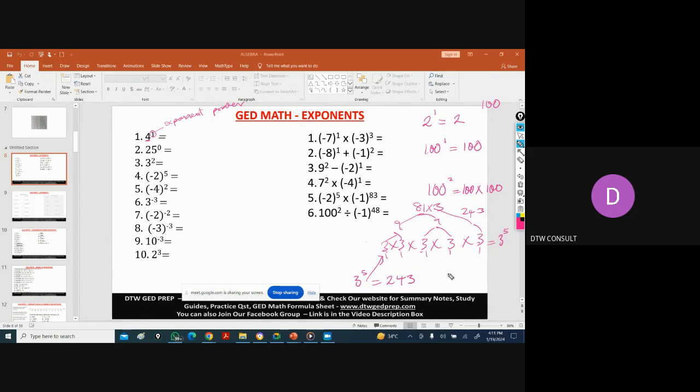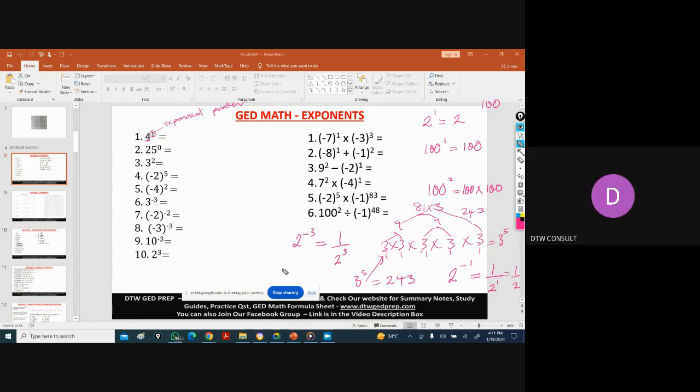Now, the next thing you have to know in exponents is when you have a negative, for example 2 raised to the power negative 1. How do you represent this in exponents? You just invert. So it becomes 1 over 2 raised to the power 1, which will be 1 over 2. Another example, 2 raised to the power negative 3 would be 1 over 2 raised to the power 3.